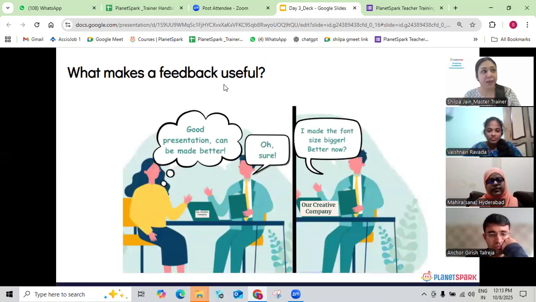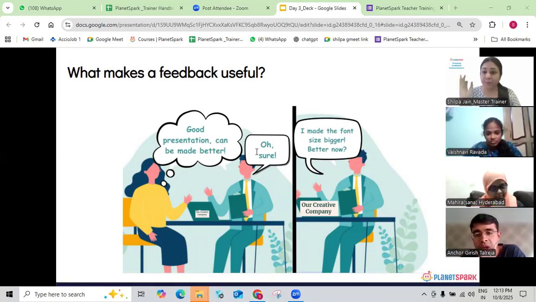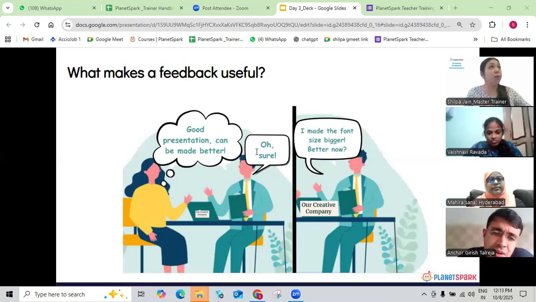What makes a feedback useful? I want all of you to have a look at this illustration. Read it. Use the chat box and do let me know: is it a good feedback? Don't just write yes or no. Write yes or no with the reasoning. If it is a good feedback, write yes and why. If it is not a good feedback, write no and why.